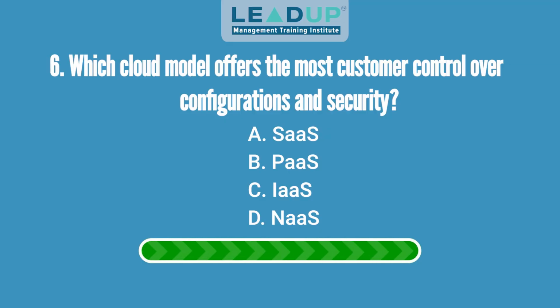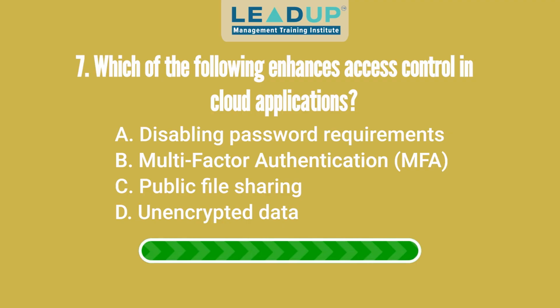Question 6. Which cloud model offers the most customer control over configurations and security? A. SaaS, B. PaaS, C. IaaS, and D. NAS. The answer is IaaS.